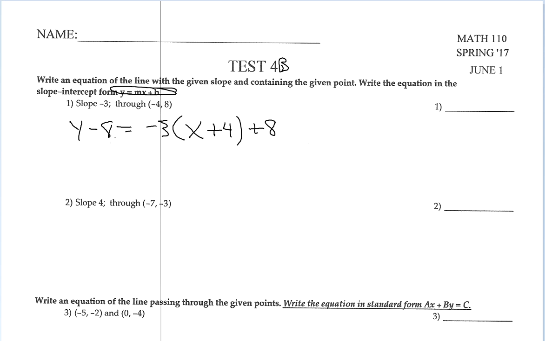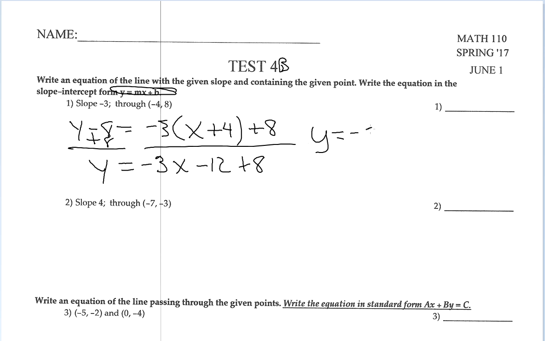Add 8 to both sides. y equals negative 3x minus 12 plus 8, which is y equals negative 3x minus 4.